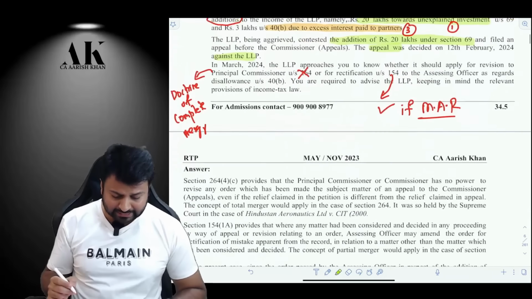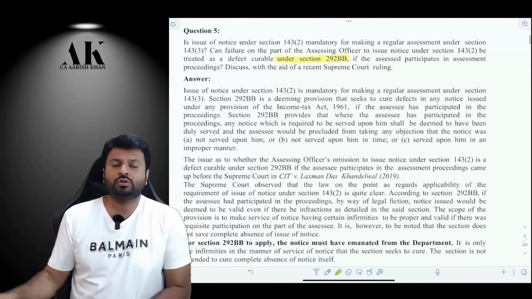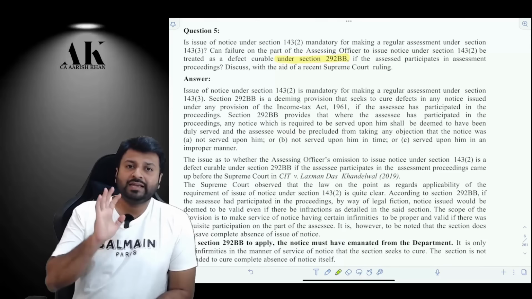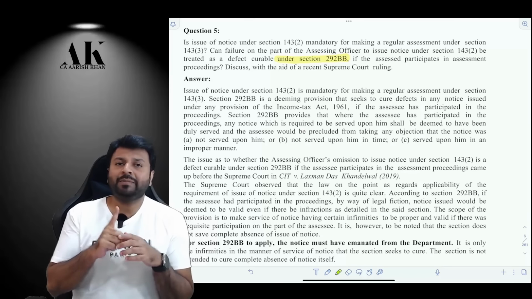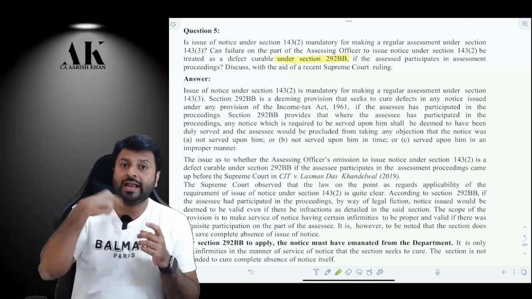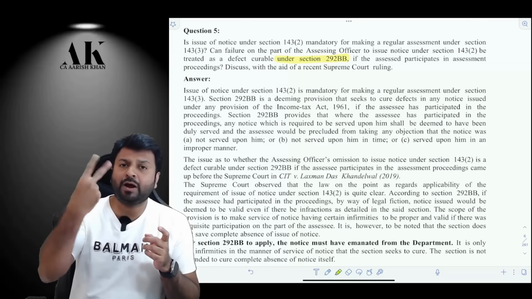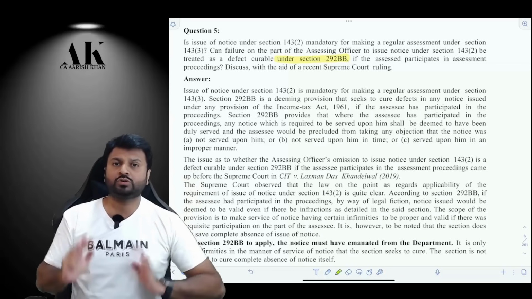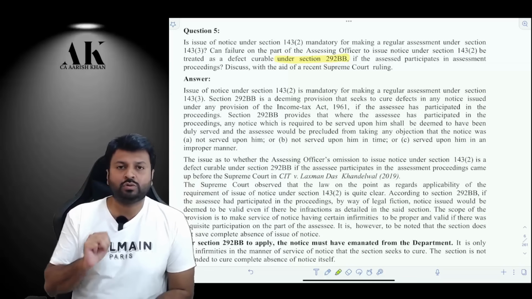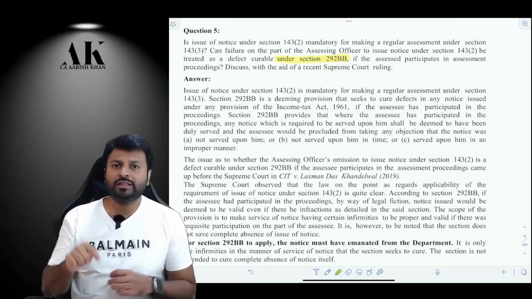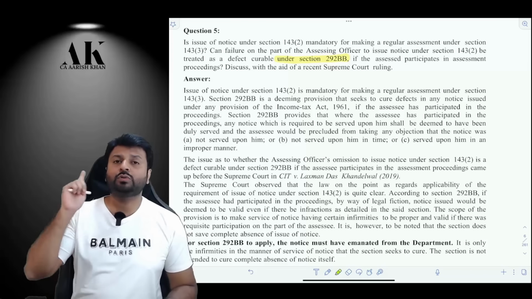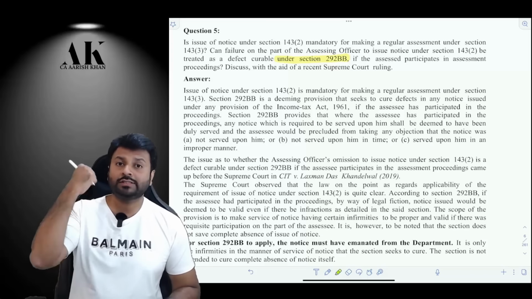Okay. Now, next. Question number 5 is on section 292BB. 292BB is attracted in 3 circumstances. First, if the department has given a late notice, or if the department has given an improper notice, or if the department has not given the notice at all. These are the 3 circumstances which are mentioned in 292BB, whereby if the assessee cooperates, then the notice is deemed to be valid. But the Supreme Court in the case of Lakshman Das Khandelwal has held that 292BB cannot be attracted if the notice is not given to the assessee.